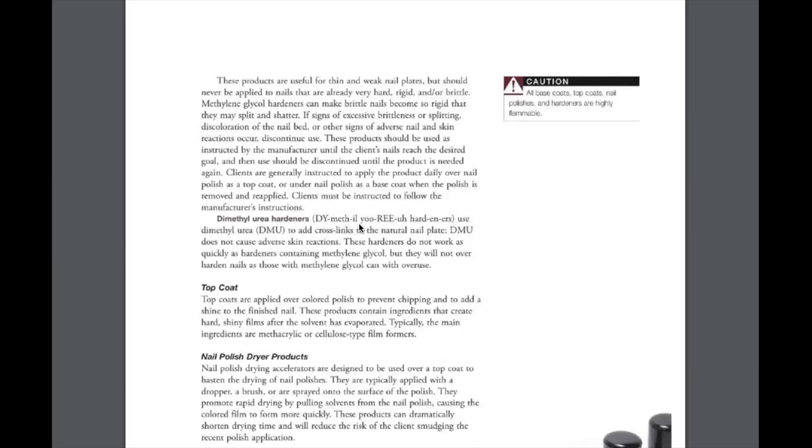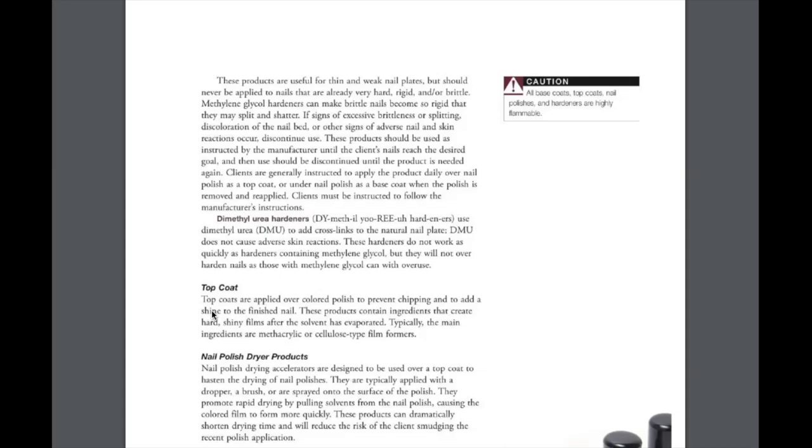Then you have, let's try and say this the way it says, dimethyl urea hardeners. Let's just do the abbreviation, DMU for short, to add cross-links to the natural nail plate. DMU does not cause adverse skin reactions, and these hardeners do not work as quickly as hardeners containing methylene glycol, but they will not over-harden nails as those with methylene glycol can with overuse.